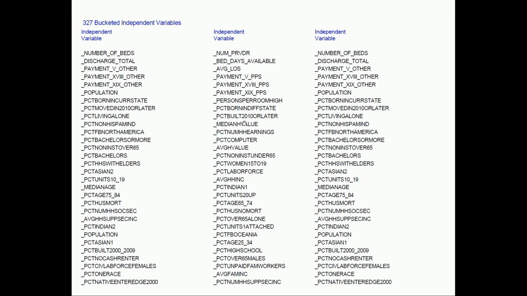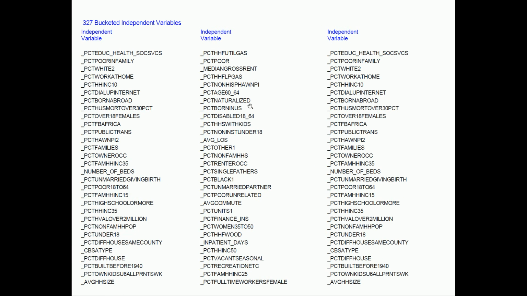Now here are the 327 independent variables that I used in the model. There are actually many, many more variables, but you'll notice that a lot of these are percentages. It's sometimes difficult to work with actual counts. You can compare the percent from one county to another. Comparing the counts can depend not only on population but on other counts. So I decided to hone in on percents for the most part.